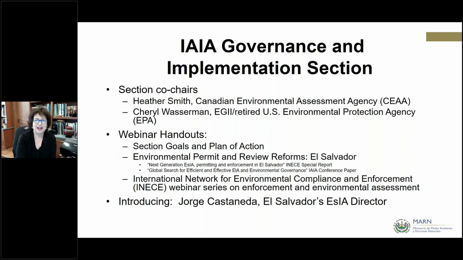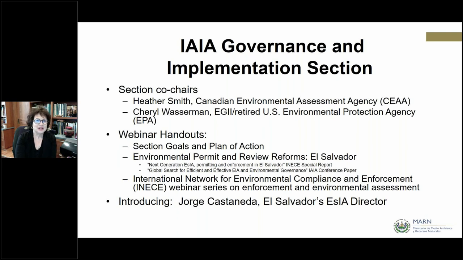Also among the handouts are two published papers summarizing key features of El Salvador's new environmental permit and review system. The reason for highlighting what El Salvador has done will become obvious as we hear our presenter describe the journey and where it has taken them, and we benefit from an actual demonstration of how this system works.